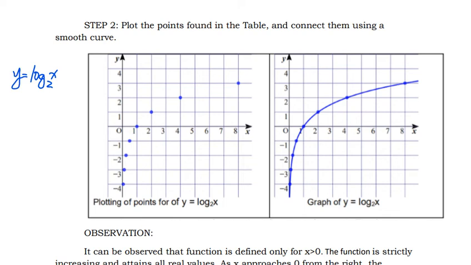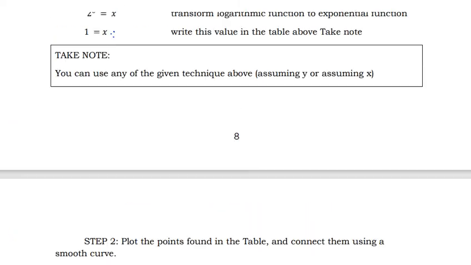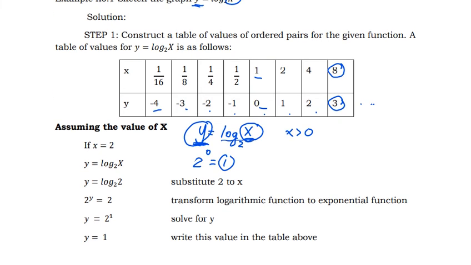So we know that using the x values and the y values, you can form the coordinates, or we can form an ordered pair. We have 1 over 16, negative 4, 1 over 8, negative 3, 1 over 4, negative 2, 1 over 2, negative 1, 1, 0. So the ordered pairs are as follows: 1, 0, 2, 1, 4, 2, and so on.